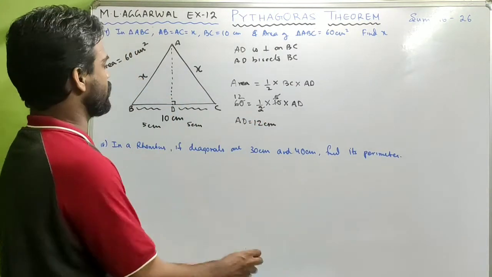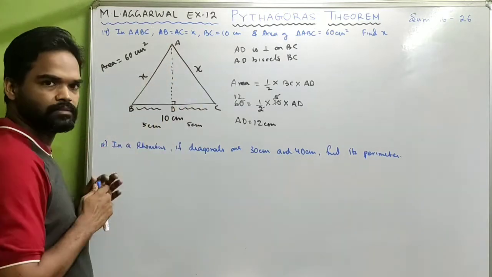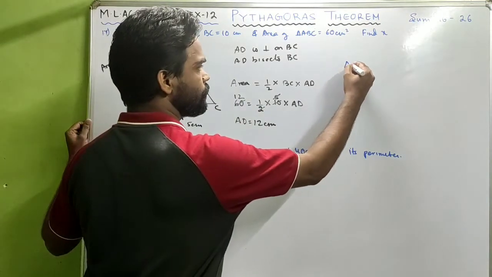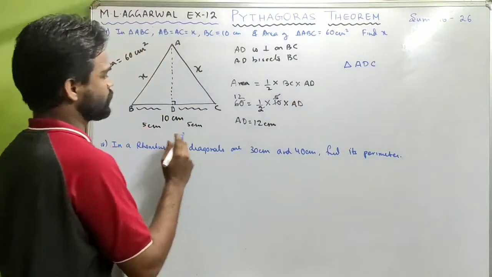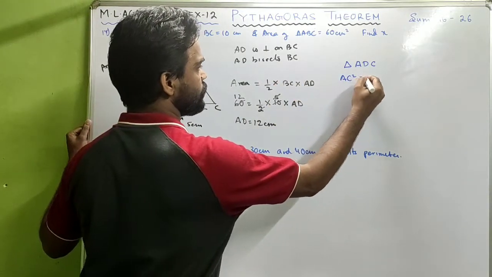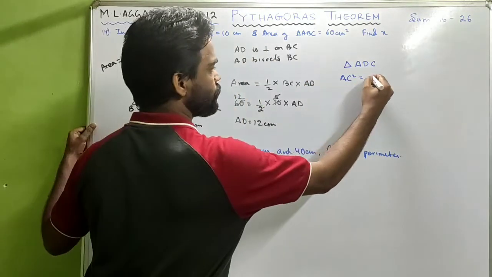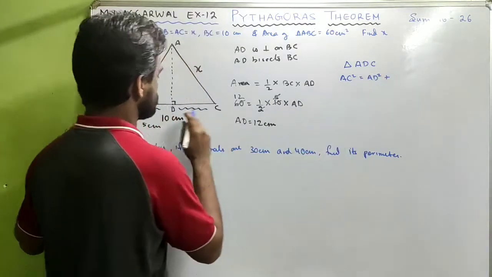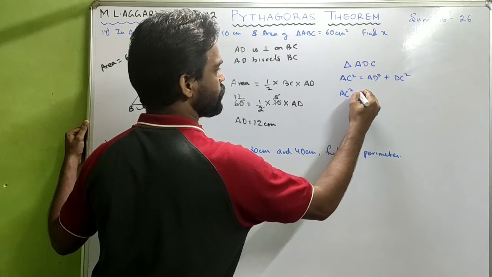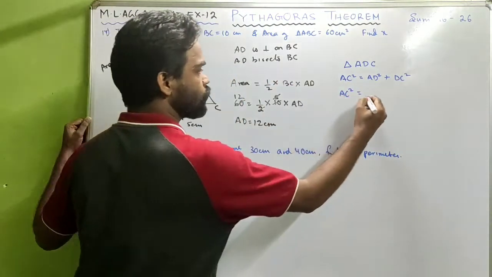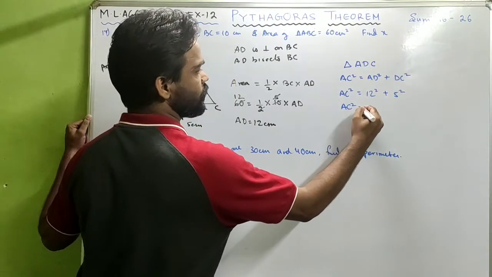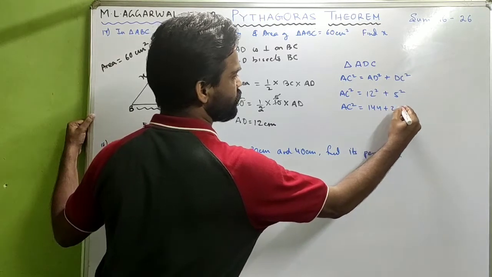Now look at the triangle ADC. Any triangle ADB or ADC. I'm taking triangle ADC. Look carefully. AC is the hypotenuse, so AC square will be equal to AD square plus DC square, which means AC square will be AD, AD is how much? 12 square plus DC is 5 square, which means AC square will be 144 plus 25.